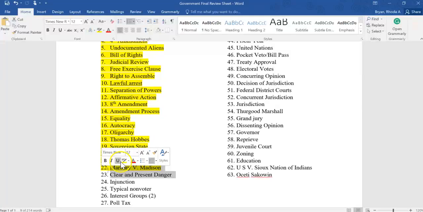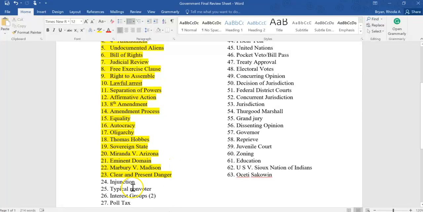All right, number 23, clear and present danger. Clear and present danger is a Supreme Court ruling in regard to freedom of speech, which may be suppressed if there's a possibility of violence.